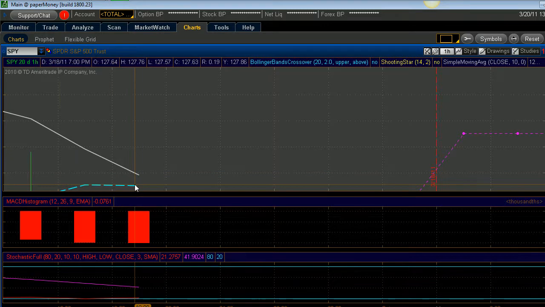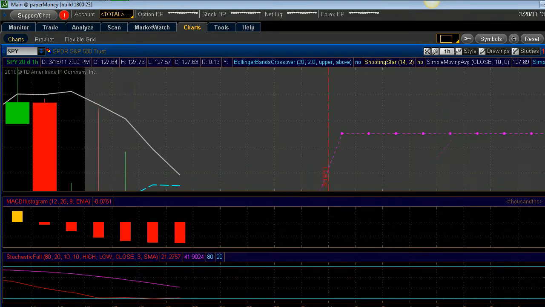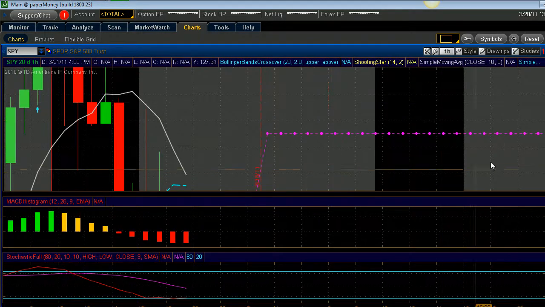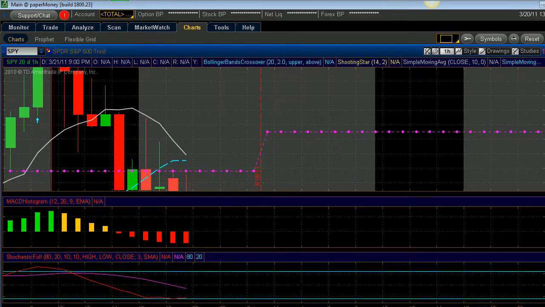I'm still short Apple, long crude, and short SPYs via some puts. I'm in a lot of cash though, I'll be honest with you, because things could just go either way, but I do like crude on the long side. So let's pull up crude.